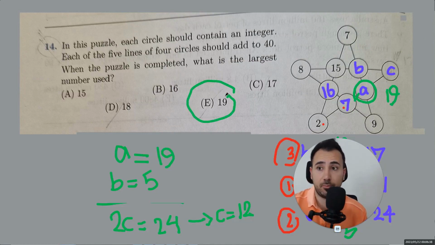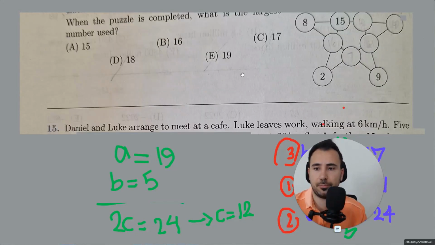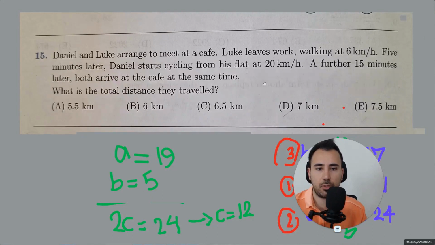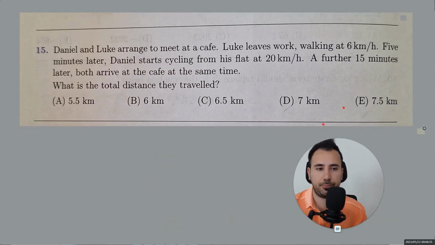So that was a long one, right? And kind of difficult for question 14. Maybe could have guessed it. Then it would have been much, much faster. So if you have a better idea, maybe you could also write it in the comment section.